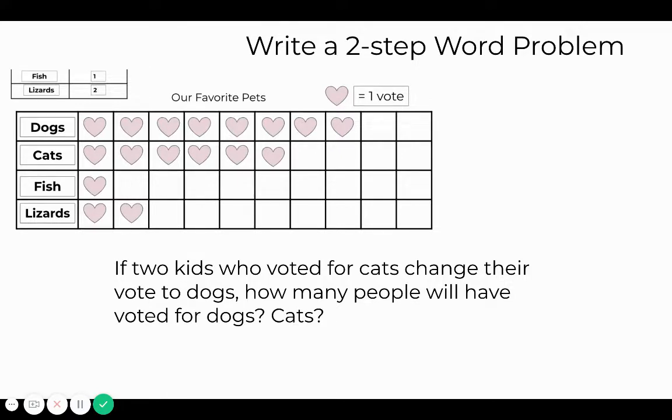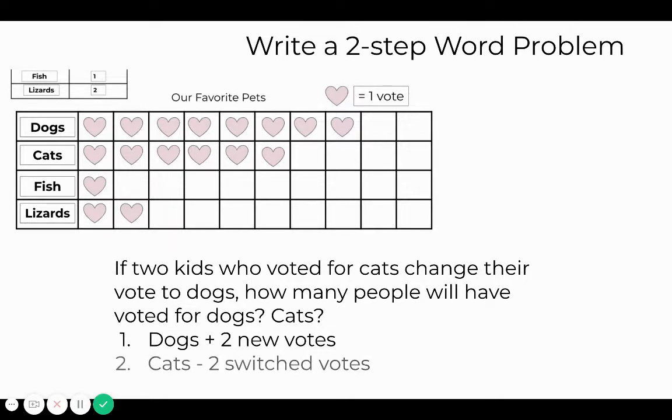Then you can ask how many voted for one category and how many voted for the other category. To solve this, someone would have to take the total number of votes for dogs and add 2 new votes, and take the total number of votes for cats and subtract the 2 switched votes.